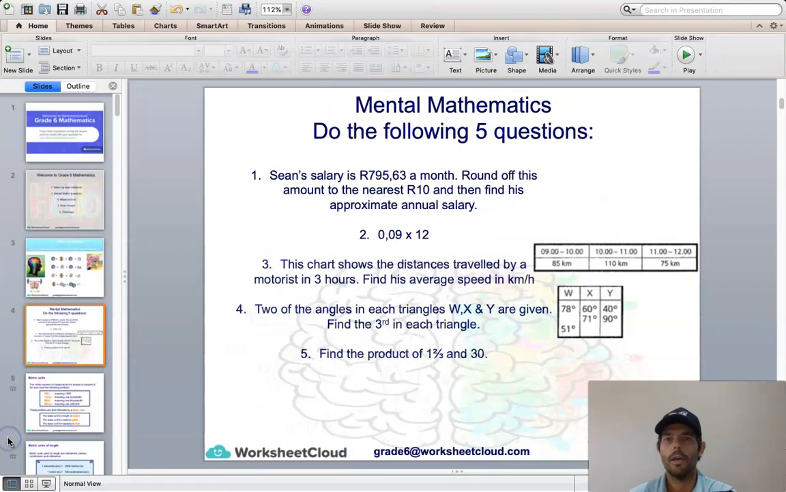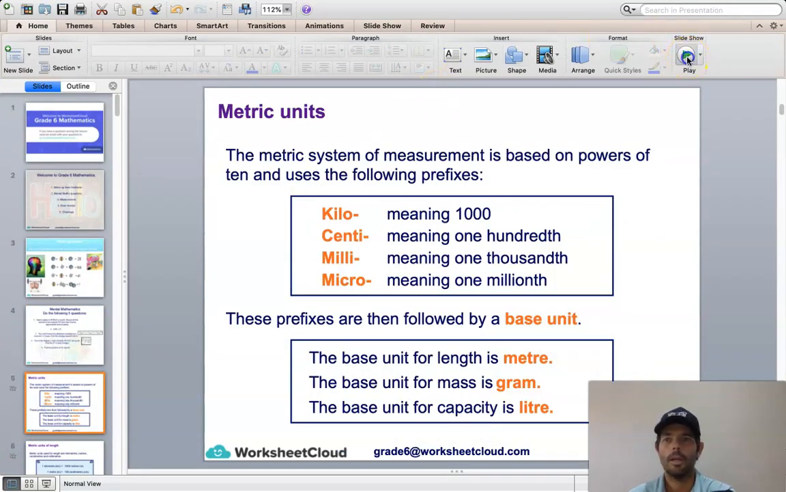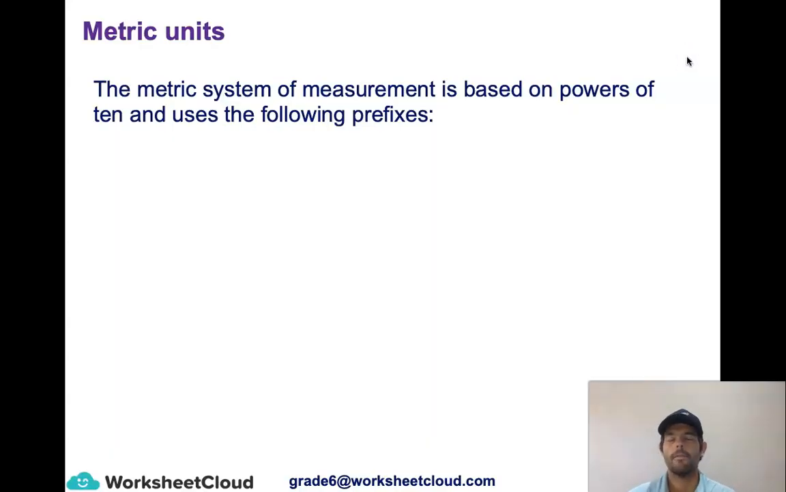Okay, so today we're going to have a look at measurements. The first thing we're going to talk about is the metric system. The metric system of measurement is based on powers of 10 and uses the following prefixes. Based on powers of 10 means we either multiply by 10, 100, or 1,000, or we divide by 10, 100, or 1,000 to convert between measurements of units.